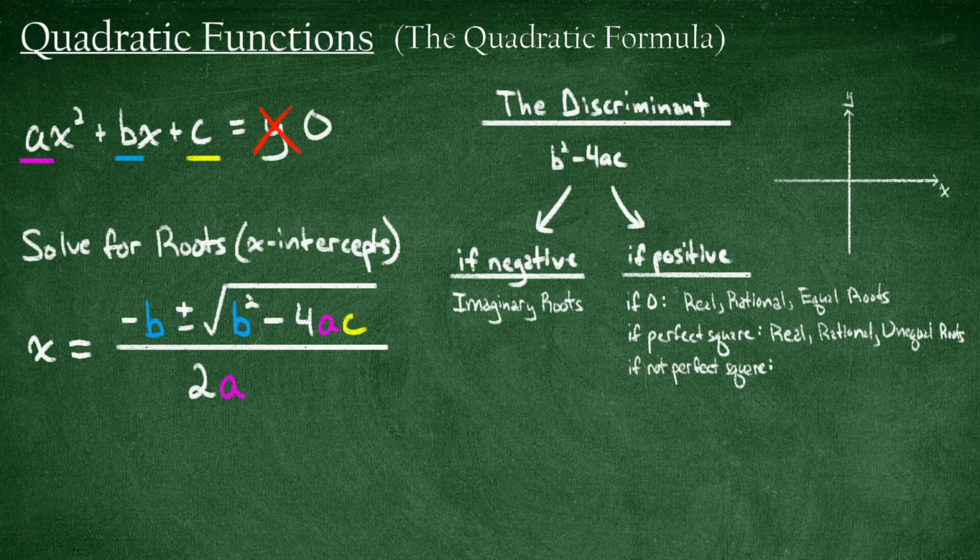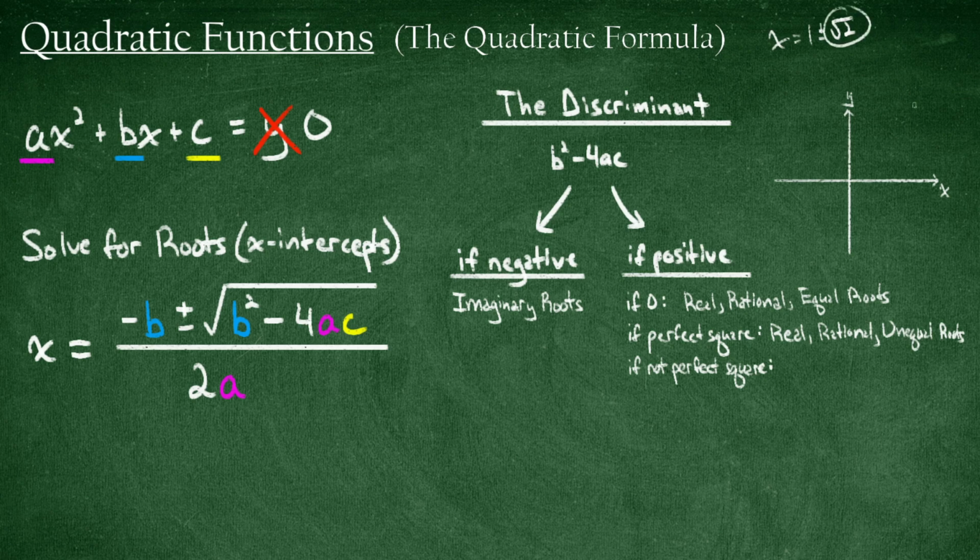So if it's 0, we end up with real, rational, but equal roots. If it's a perfect square, we end up with real, rational, but unequal roots. Okay? Now, if it's not a perfect square, so say for example I ended up with x is equal to 1 plus or minus the square root of 2.